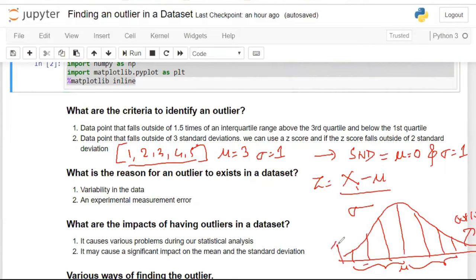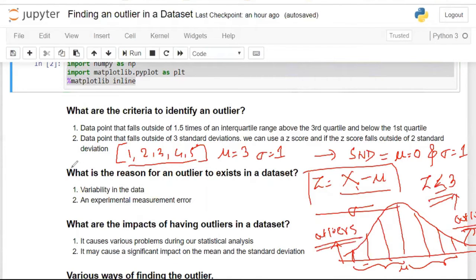Suppose I have this particular data set and I apply the Z-score formula. If the Z-score falls within the third standard deviation, then I will consider that this particular data point is not an outlier. If any data point falls away from the third standard deviation, then I will consider it an outlier. And that is how we are going to perform the second step.